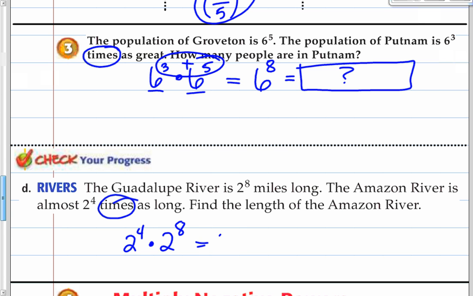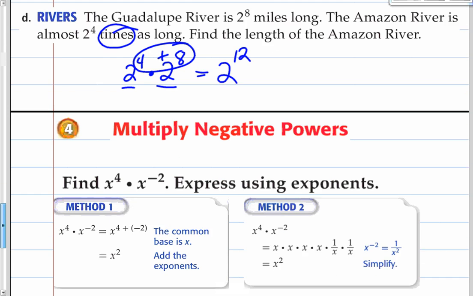Hopefully this is starting to become real easy for you. You know the bases are the same, and therefore we can add the tops. That's going to be 12. So it's 2 to the 12th miles long. Our last example.